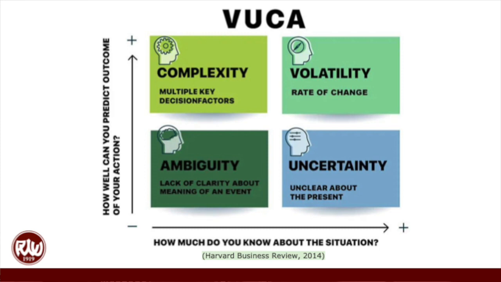And that's where I come in with this visual of the VUCA. This is from the Harvard Business Review in 2014, where they mentioned the complexities of the 21st century. What does that mean? That there are a variety of key decision factors that we need to consider when we have to make a decision as a leader of the 21st century. The rate of change is rapid as well at this time, and that is where we talk about volatility. Ambiguity is about lack of clarity about the meaning of an event.